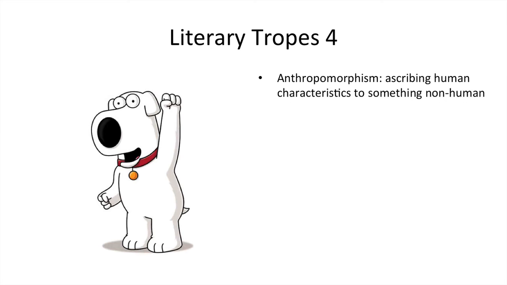And anthropomorphism, that is ascribing human characteristics to something non-human. For instance, the character Brian from Family Guy is a dog but acts like a human. So that's anthropomorphism. Anthro is the Greek for human, and morph, of course, to change. So anthropomorphism, change into human.